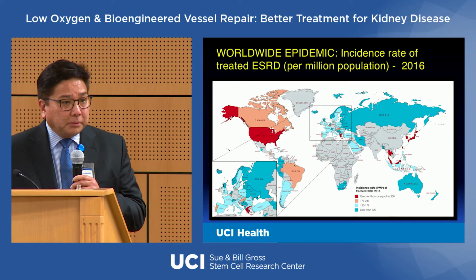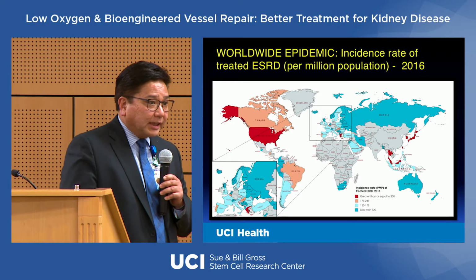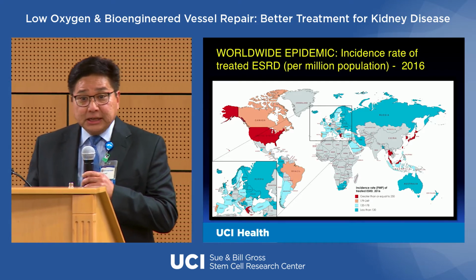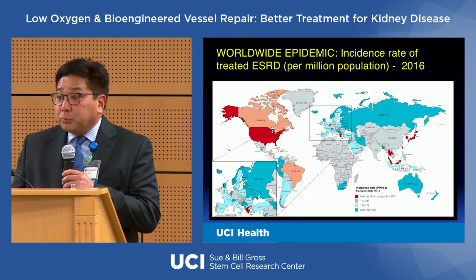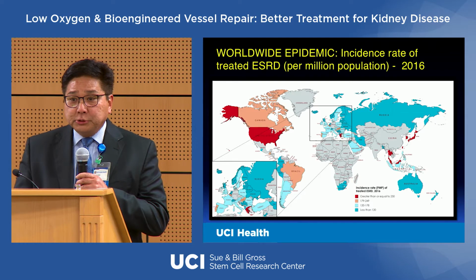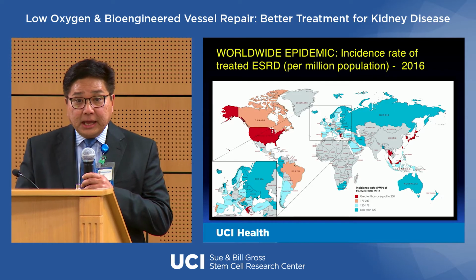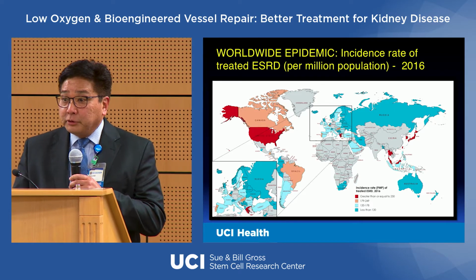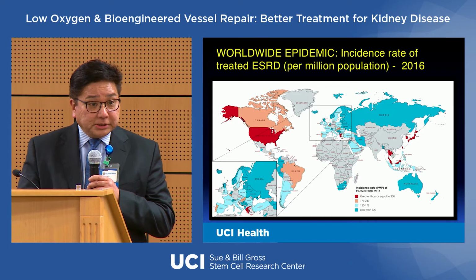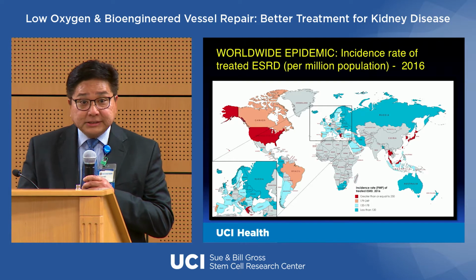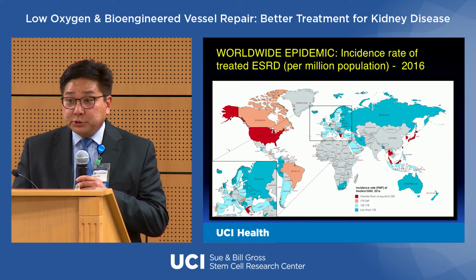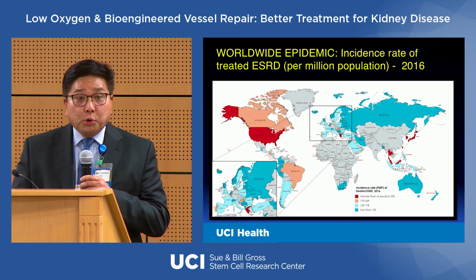So the problem that I'd like to address is that of kidney failure, end-stage renal disease. Many of you probably know someone, either a family member, a friend, or acquaintance who may have kidney disease. They may go on to have failure of their kidneys such that they end up needing some type of kidney replacement, either in the form of dialysis, peritoneal dialysis, or at best, kidney transplantation. But this is a worldwide problem.